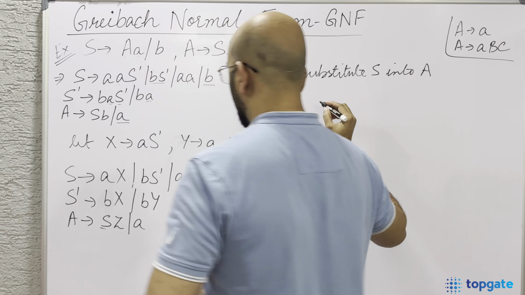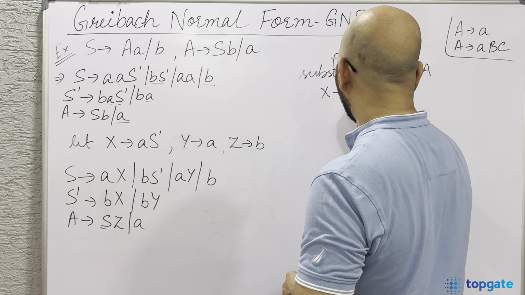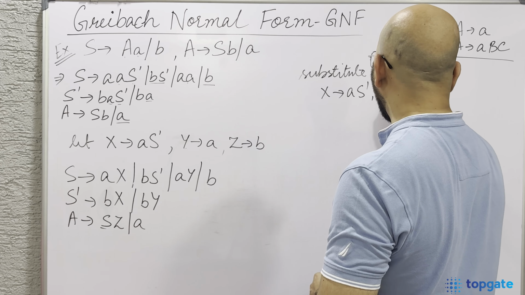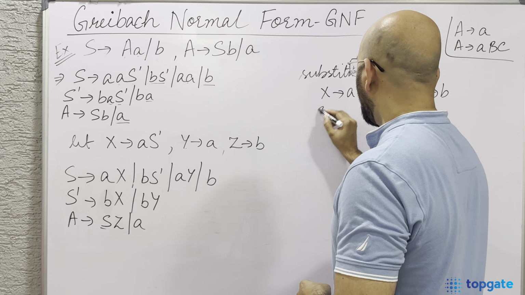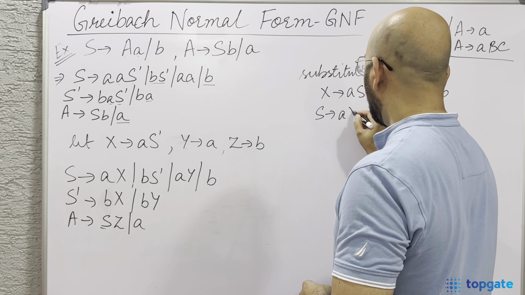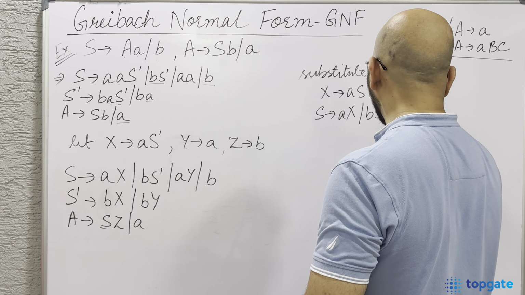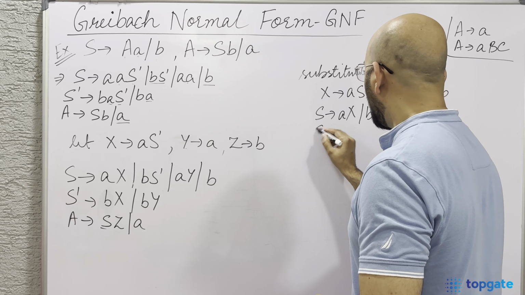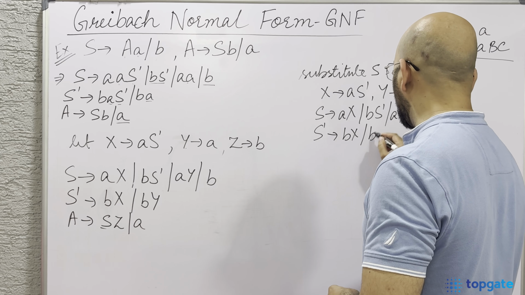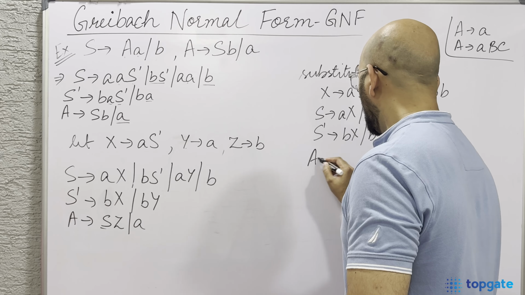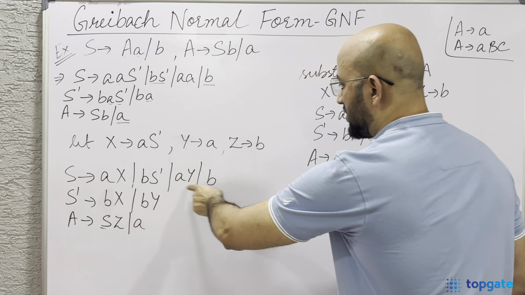Let's see. So we have this, first of all, whatever we have assumed, so I'll just write it as it is. X tends to aS dash, then we have Y tends to small a, and Z tends to small b. Then we have S tends to aX / bS dash / aY / b. Then we have S dash tends to bX / bY, and then here what I'll do, I'll just put these values here. That means A tends to, onto this S I'll put all of these values here.